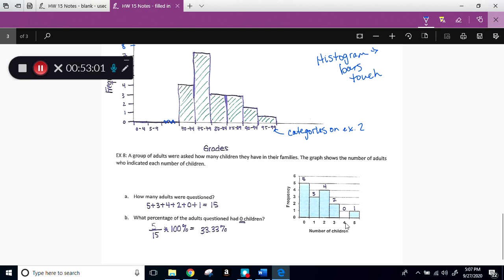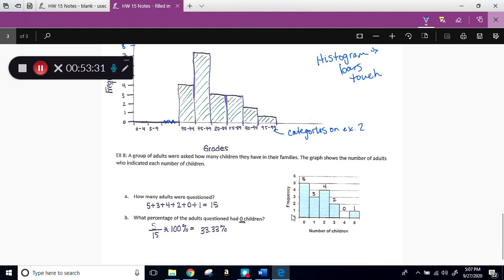Wait, no, I'm saying that wrong. There were no adults that have 4 children. These are the number of children. Okay, and then over here, number of children 0. These 5 adults have no children. This is talking about 4 children. There's no adults in that group that had exactly 4 children. Okay, so I want to get that clear.